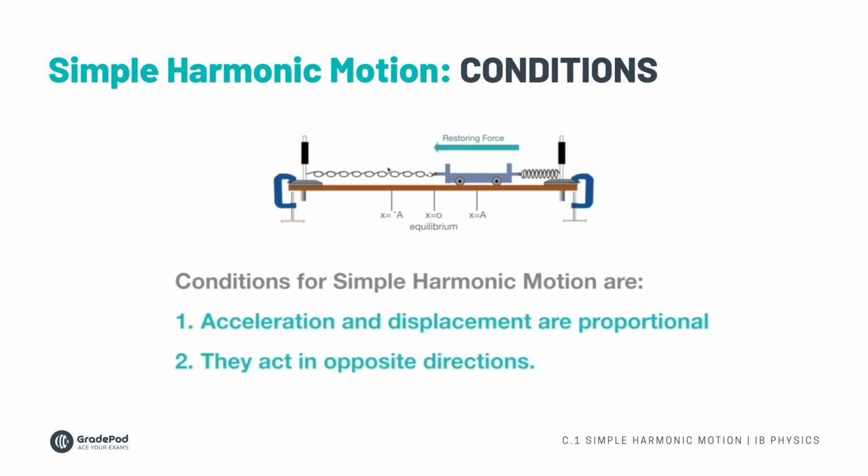And if we look at the cart at this position here, the displacement is negative, but the acceleration is positive in that direction. So the second condition for simple harmonic motion is that they act in opposite directions. So we know that an object that is oscillating is undergoing simple harmonic motion when the acceleration and displacement are proportional and they act in opposite directions. Why am I hammering this home so much?